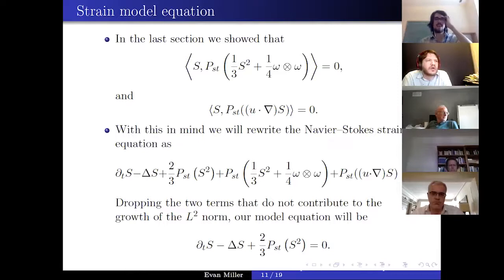Now, this is sort of an odd way to write the equation, but the idea is that we're going to drop the two terms that are orthogonal to S. So we have two terms here that don't contribute to the growth of enstrophy, right? They contribute to the change of the dynamic. So whether or not enstrophy blows up in finite time is impacted by these terms, but they're not contributing to the change of the L2 norm of S at all. And so because of that, we're going to drop those two terms. And we're going to have a model equation for the self-amplification of strain, delta TS minus Laplace S plus 2/3 the projection of S squared is 0.